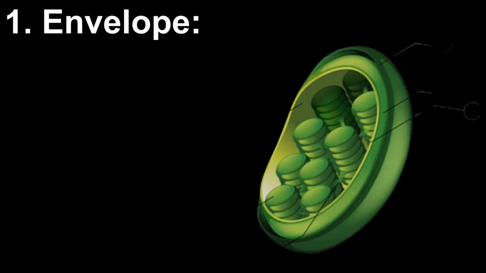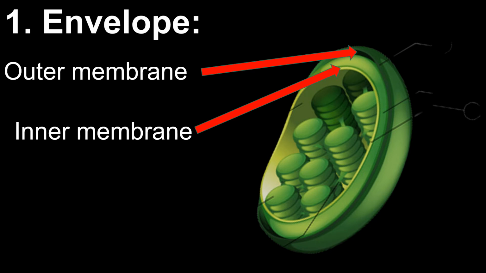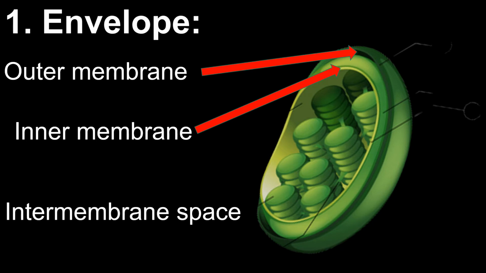Chloroplast is covered by an envelope. The envelope has an outer membrane and an inner membrane. In between these two membranes there is a space called the intermembrane space. What is intermembrane space? The space between inner and outer membrane of the envelope of chloroplast is called intermembrane space. Inside the envelope, stroma is present.